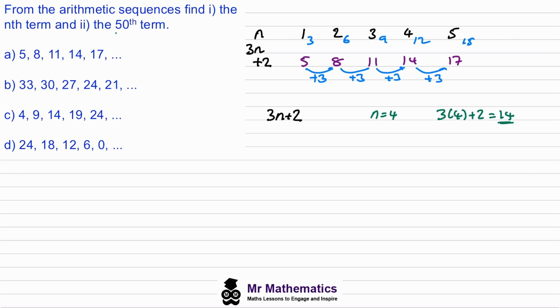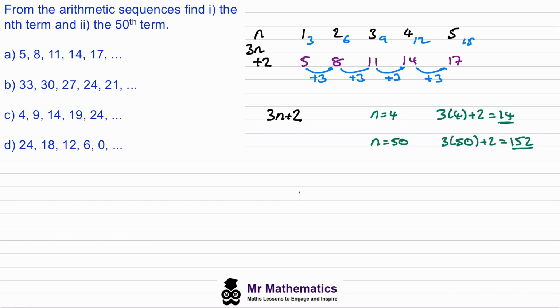So to work out the 50th term, we substitute in n equals 50. We get 3 lots of 50 plus 2. 150 plus 2 is 152. So our 50th term in the sequence will have a value of 152. Okay, let's try question B.